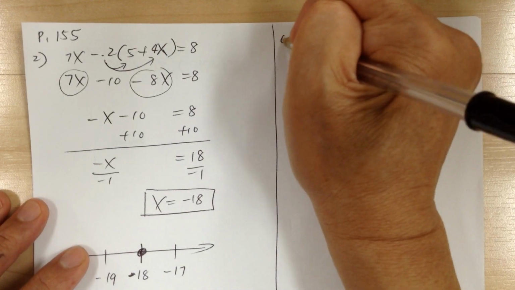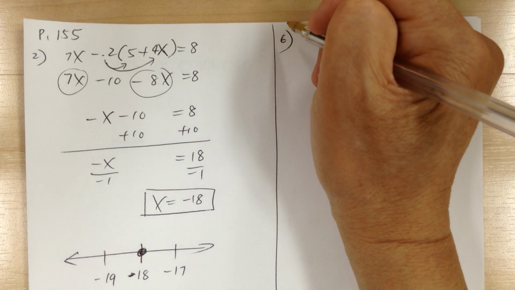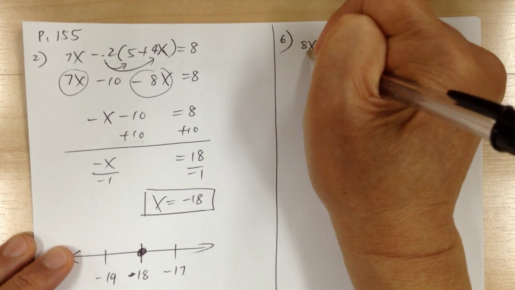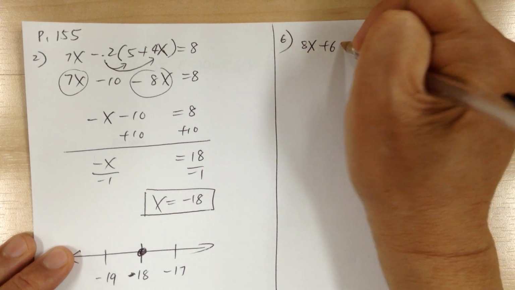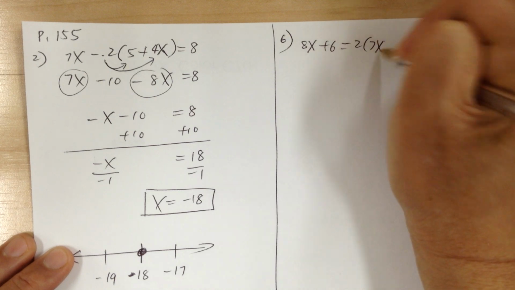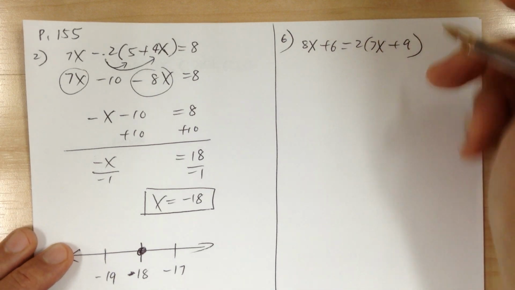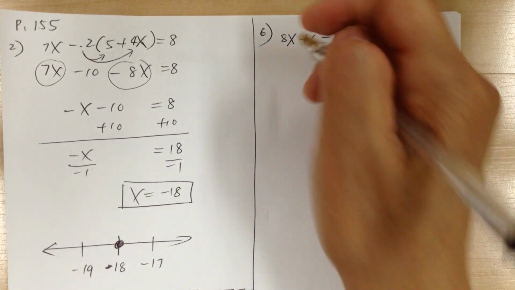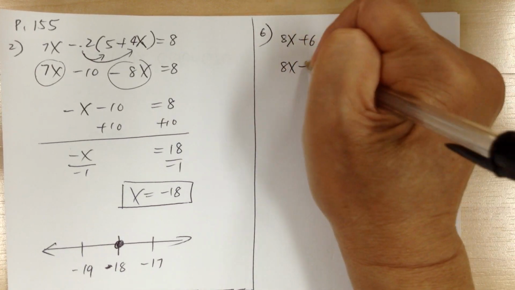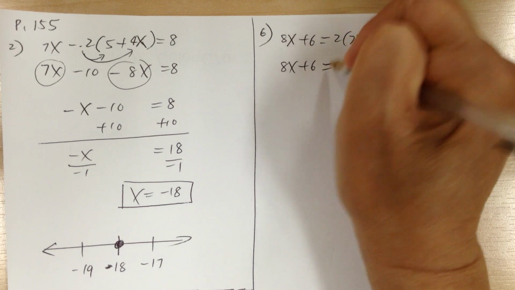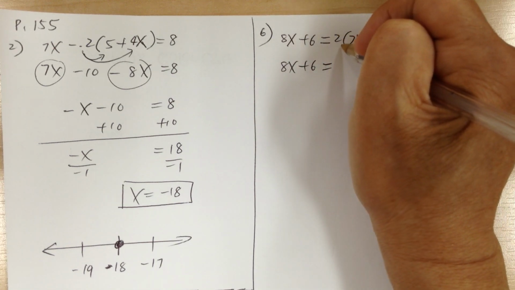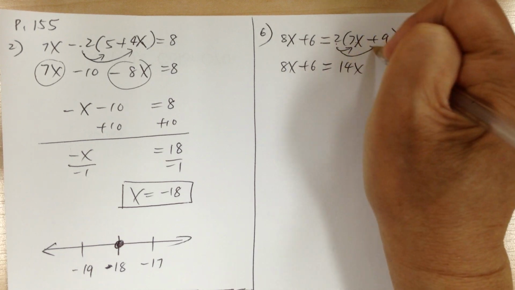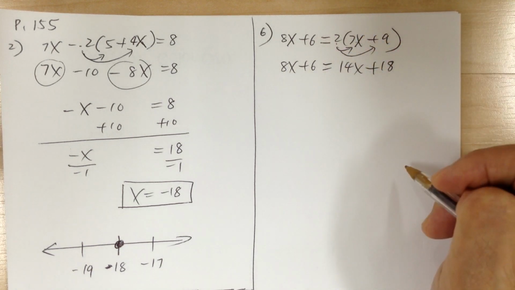Okay, let's go to the next one. You have 8x plus 6 equal to 2 times 7x plus 9. Again, first let's distribute, multiply out to get rid of the parentheses. And again, try to line things up. That way it helps you cut down on the copying mistakes. So this time it will give you 14x, and this time it will give you plus 18.